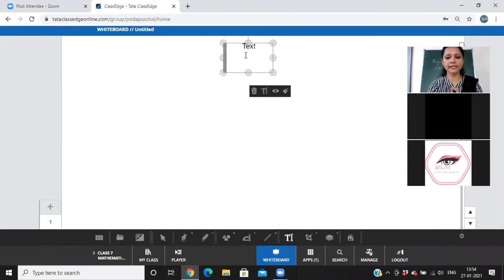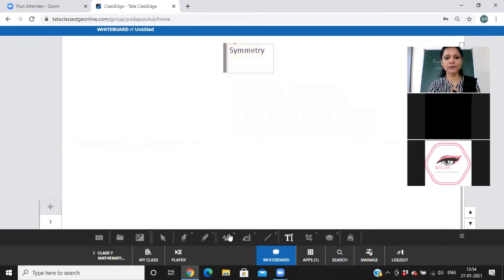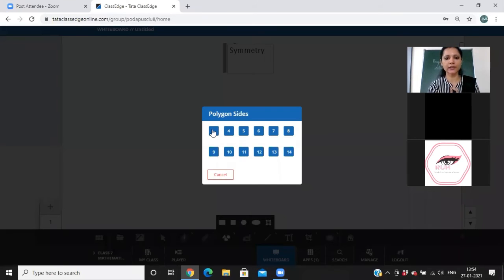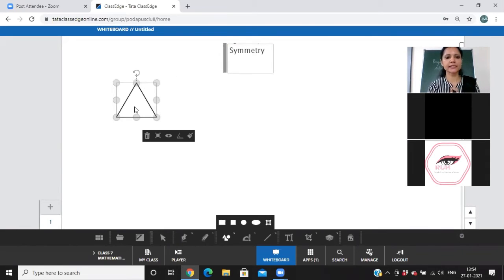Give the heading as symmetry. Next, we'll draw the first shape that we did, that is an isosceles triangle. With the help of pencil and scale, draw an isosceles triangle.